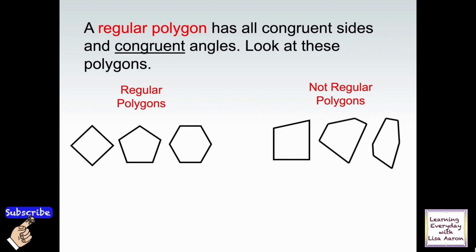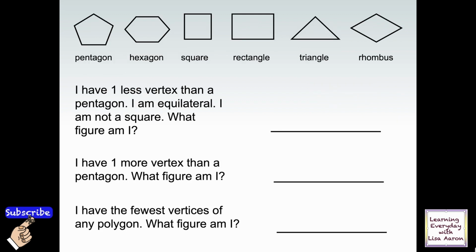A regular polygon has all congruent sides and congruent angles. Look at these polygons. On the left, you have regular polygons. They're all equal with congruent angles. Congruent means like the same. And then on the right, you have not regular polygons. Okay, we have a pentagon, hexagon, square, rectangle, triangle, and rhombus.